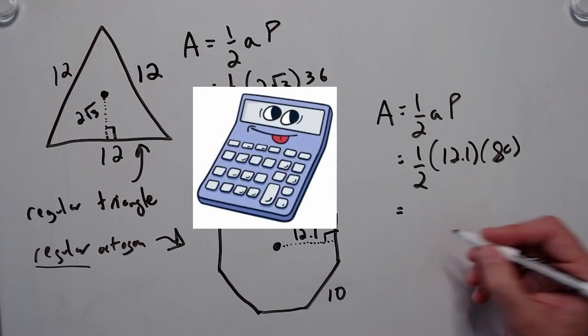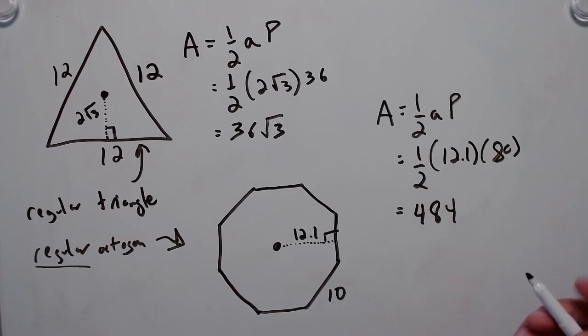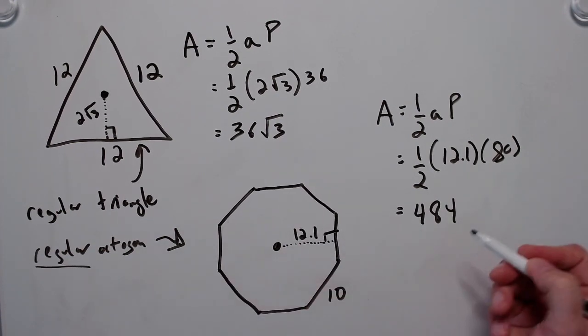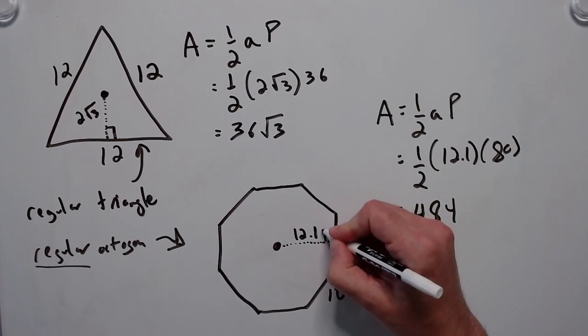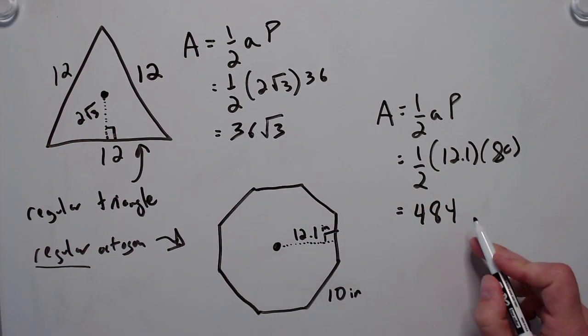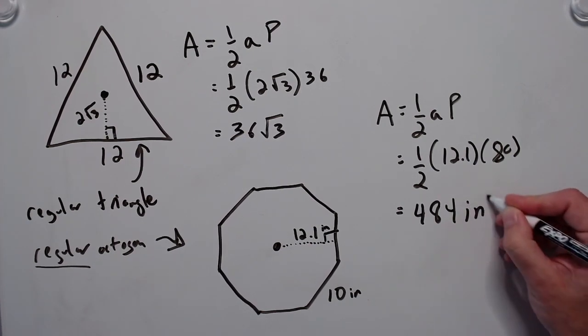So if we do up all the math here, 1/2 times 12.1 times 80, we get, up, Mr. Calculator if we need it, this ends up being 484. Now, let's just say we had units here. Let's say this was 10 inches and this was 12.1 inches. Now we need units on this answer. So this would be 484 square inches.